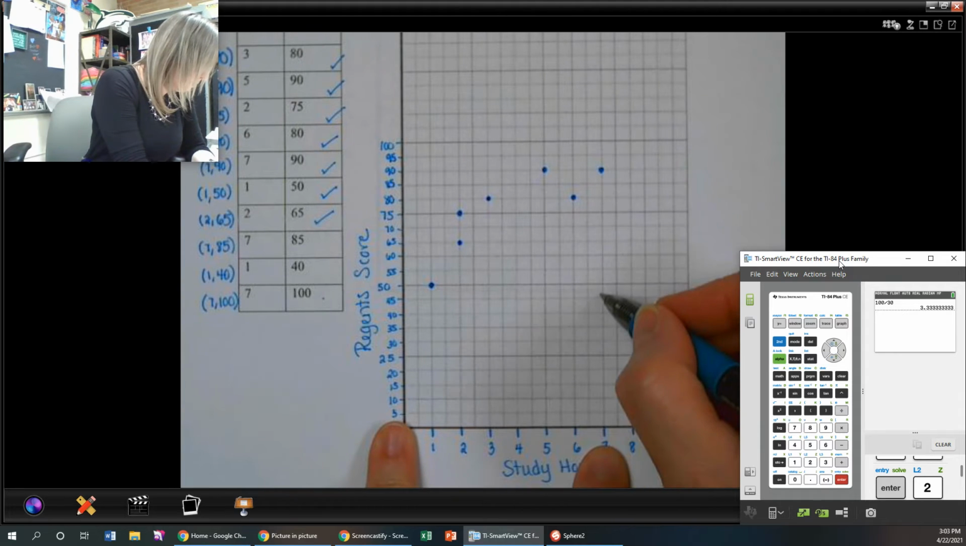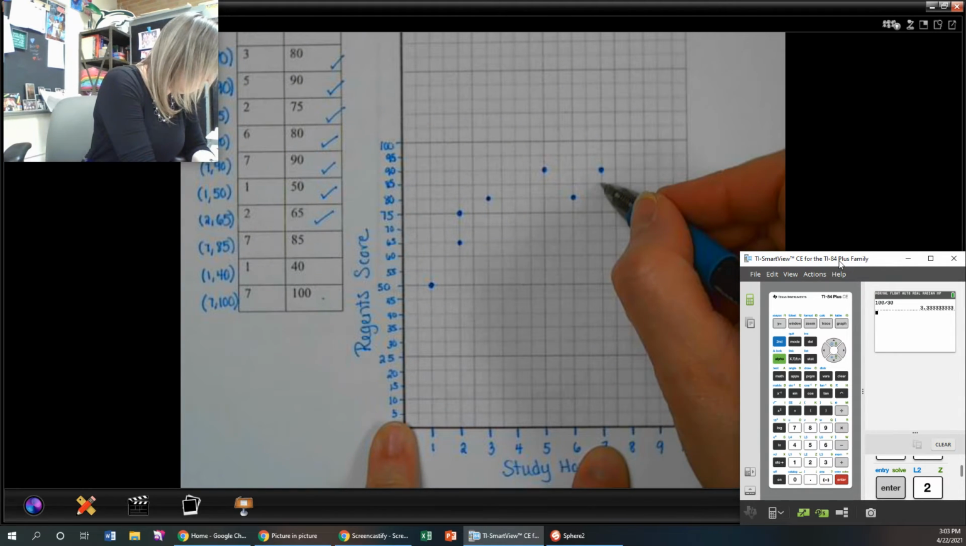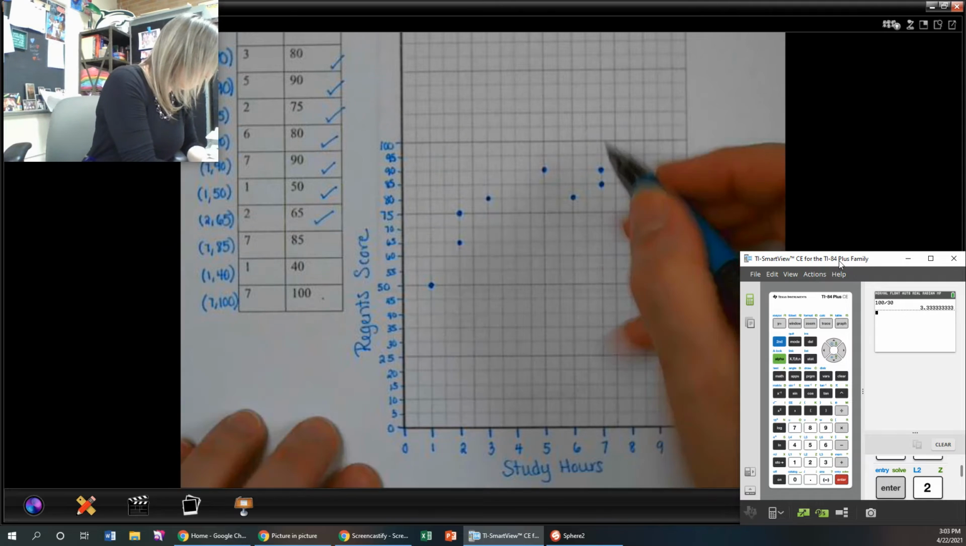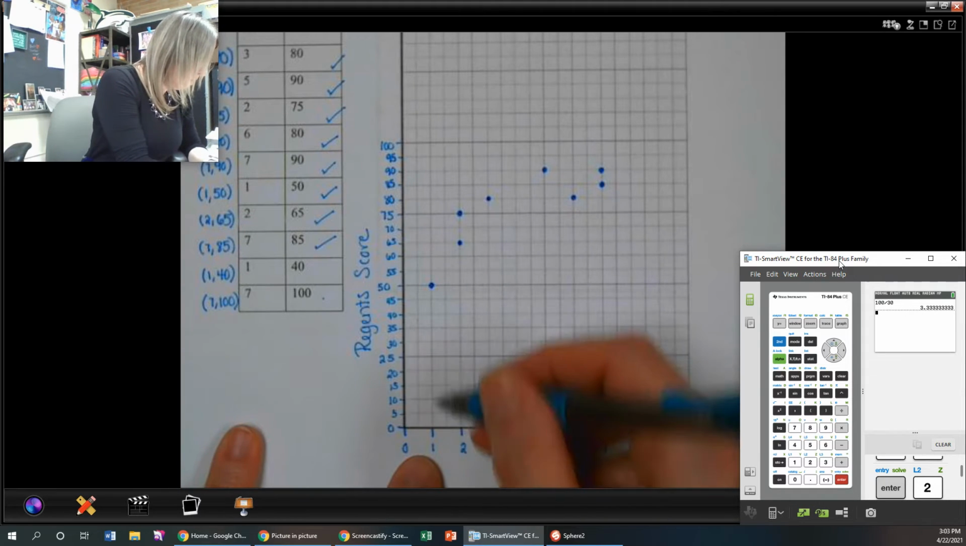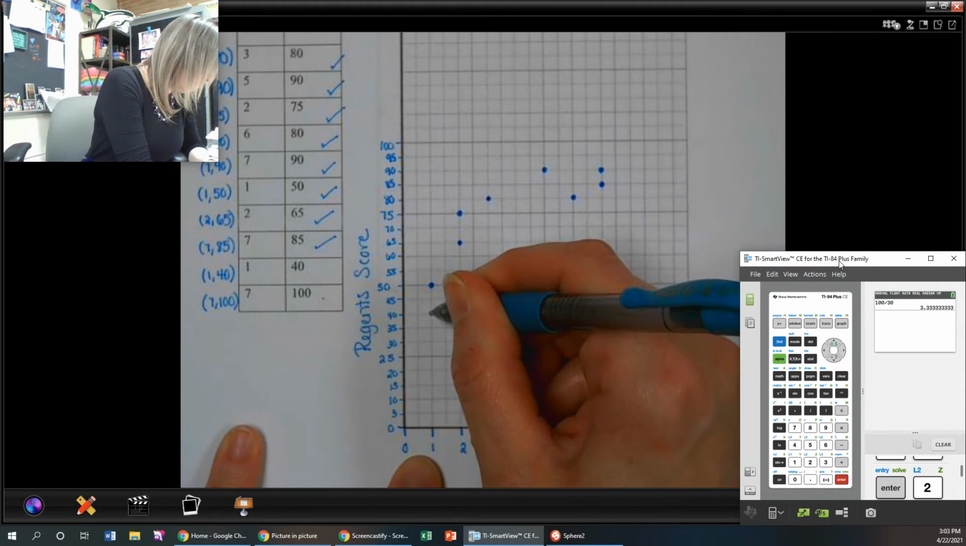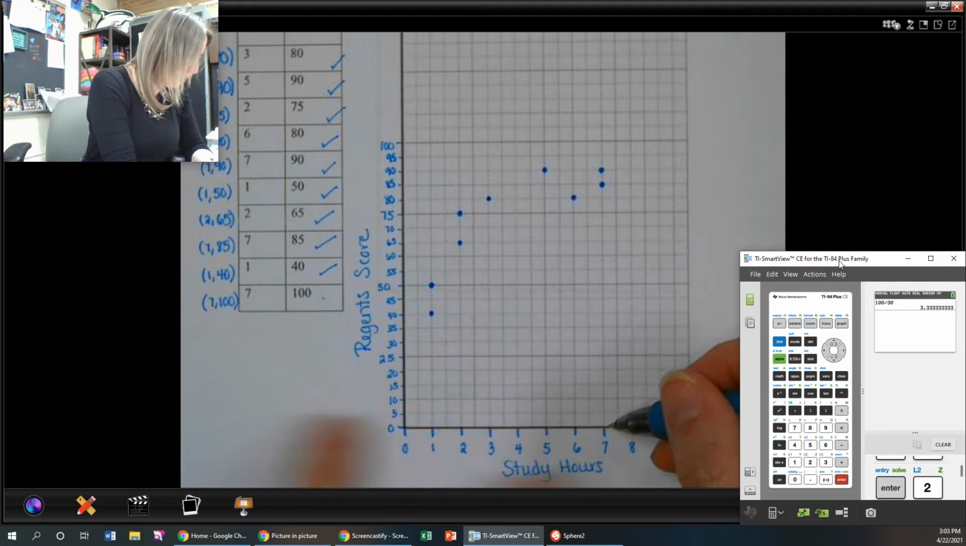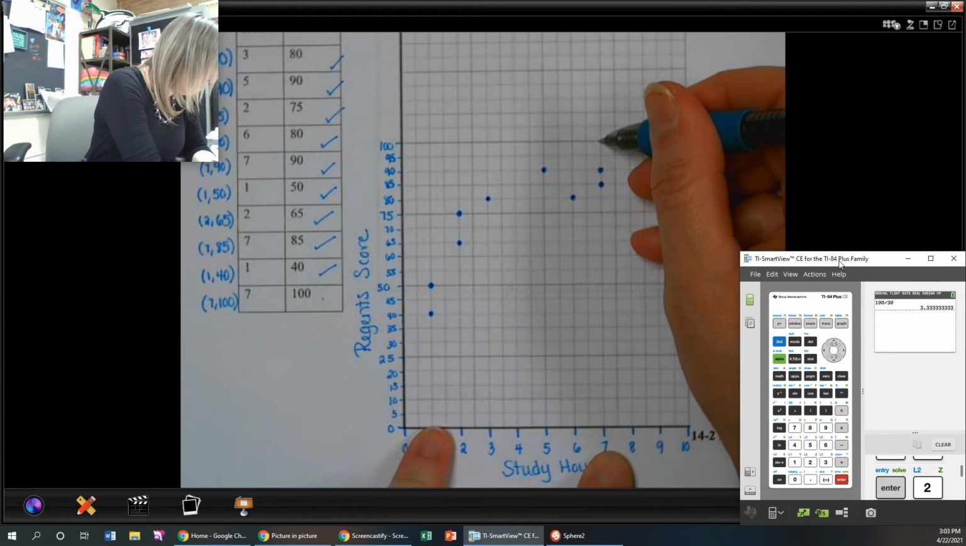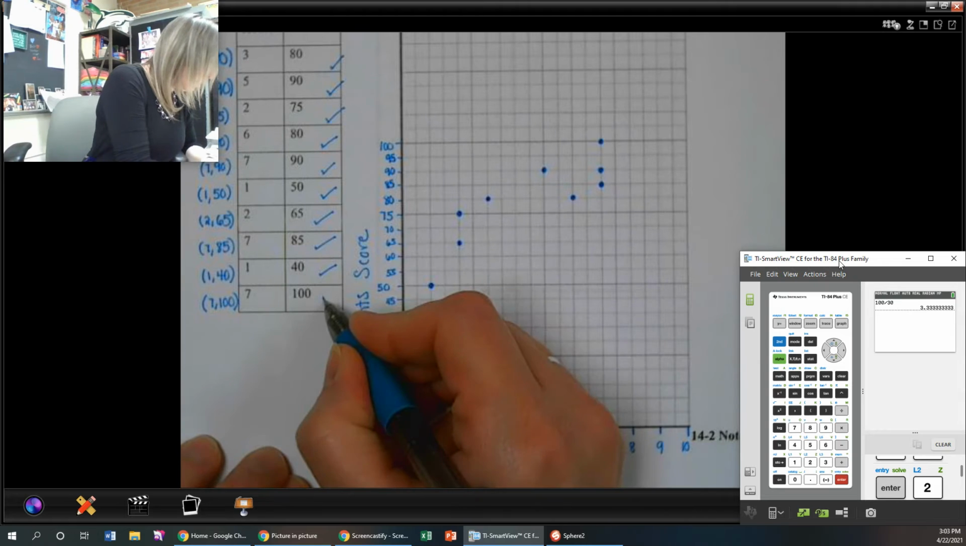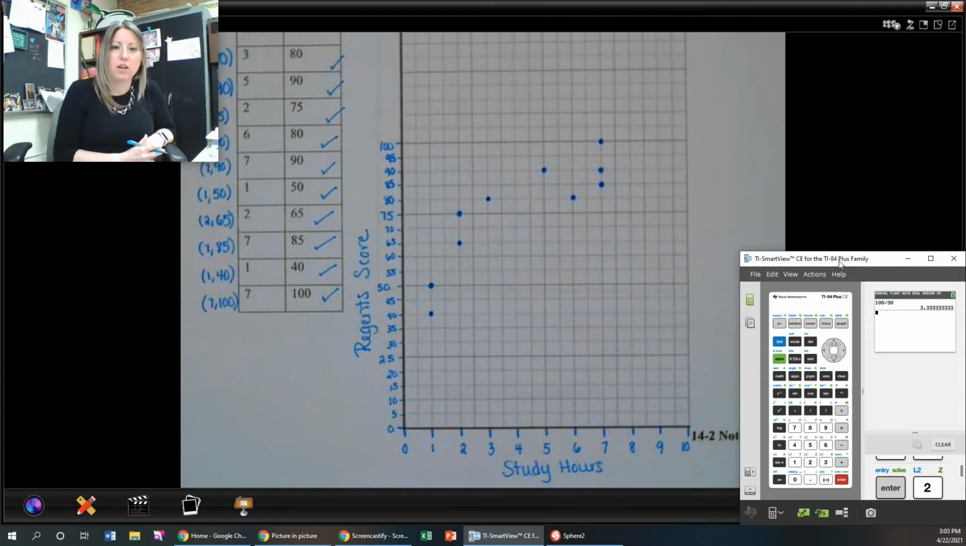785. 140. And last but certainly not least, 100. That coveted 100 on a Regents exam. Look at that.